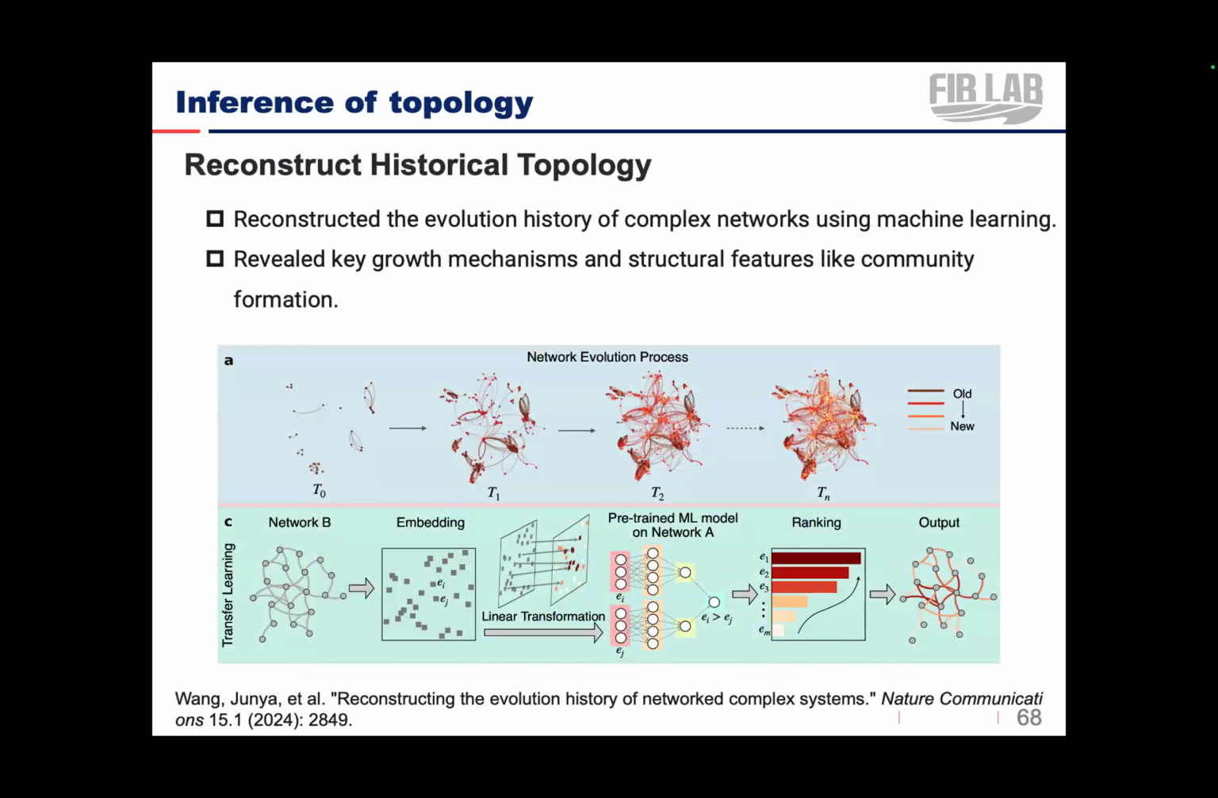By applying machine learning to historical data, the authors of this paper can reverse engineer how networks evolve by identifying key events like community formation or critical link additions. And this is also invaluable for understanding the origins of complex systems from ecosystems to urban infrastructure.